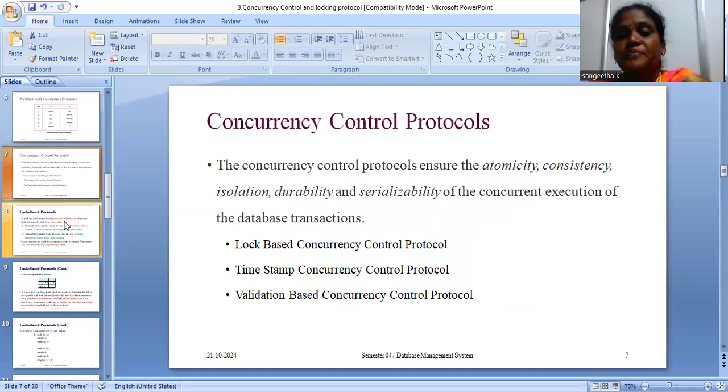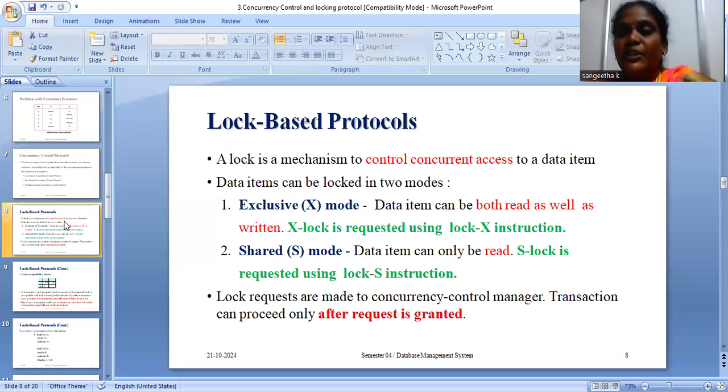To avoid that, concurrency control protocols are used. The concurrency control protocols ensure the transaction properties: atomicity, consistency, isolation, and durability, and in addition, serializability. To assure this, the lock-based, timestamp-based, and validation-based concurrency control protocols are used. The lock-based protocols use a lock control mechanism. A lock is a kind of control for concurrent access.